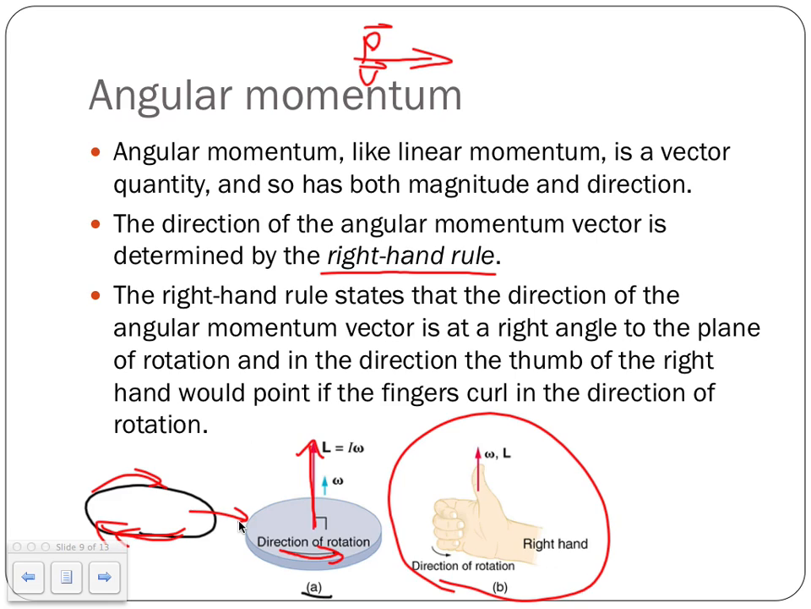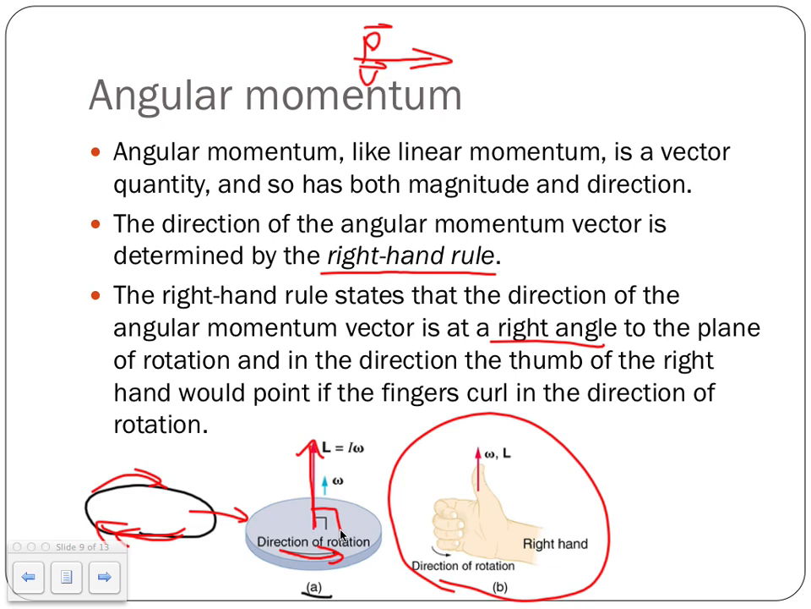Overall, the right-hand rule says the direction of the angular momentum vector is at a right angle, which is important here. You can see they show a right angle. It's a right angle to the plane of rotation. So if the object's rotating in a certain plane, it's always at a right angle. It points in the direction that the thumb of your right hand would point if the fingers curl in the direction of rotation. This seems a little out there, but you'll see that it ends up making a big difference in figuring out what happens with angular momentum and how it's conserved.